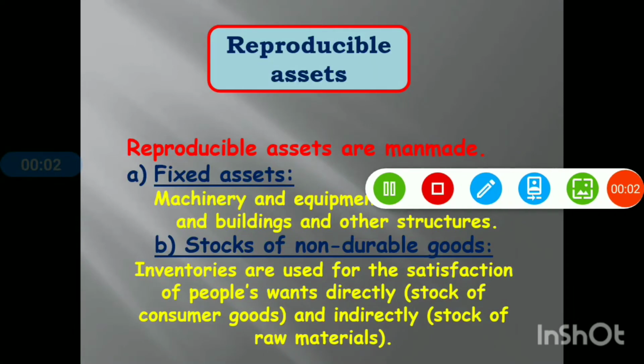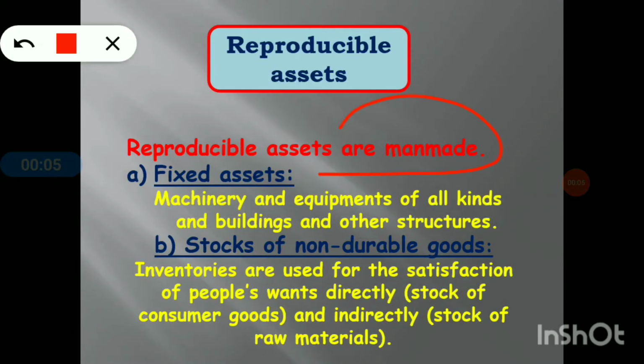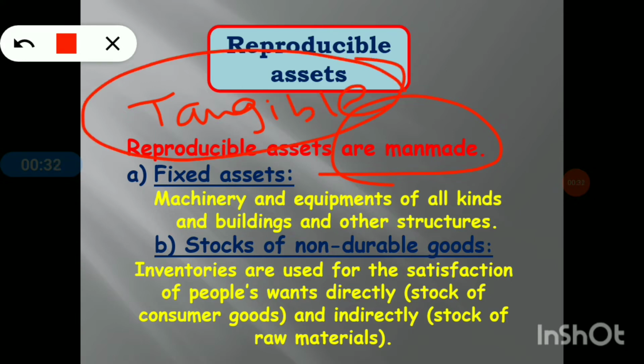Here we can see the reproducible assets. Reproducible assets are basically man-made, so that means these assets are made by man. Reproducible assets are tangible assets with physical existence. What do you mean by tangible assets? Tangible means you can touch it, and intangible means you can't touch it but you feel it. That is the basic difference between tangible and intangible assets, and reproducible assets come under tangible assets.